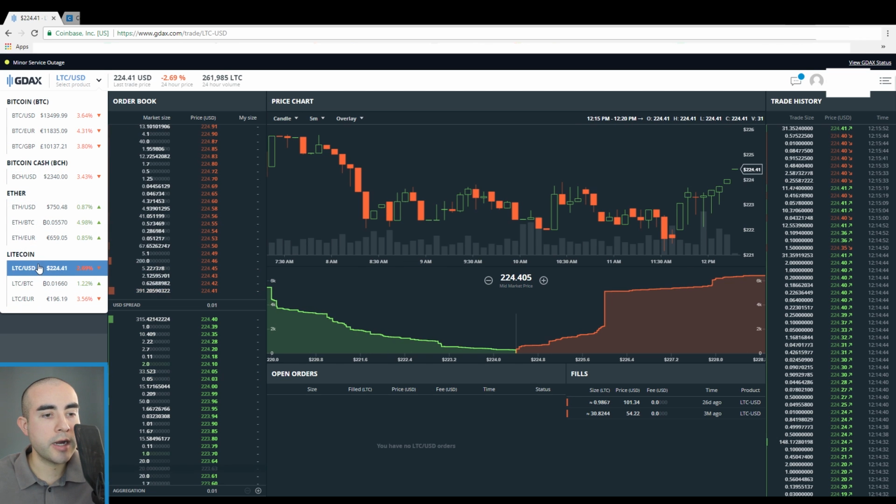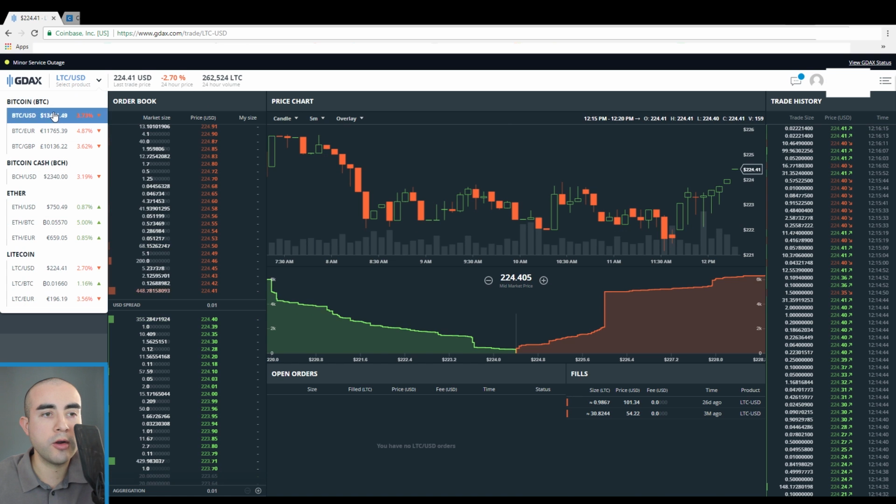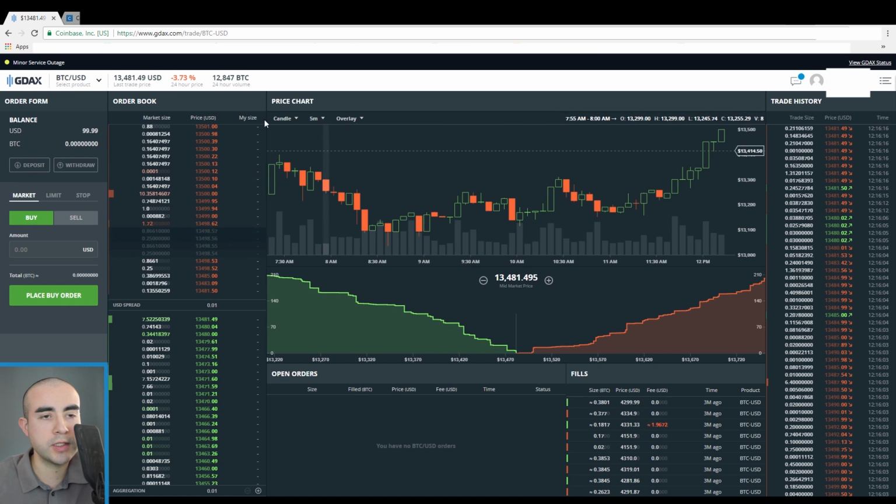I currently want to trade some Litecoin. So right here in the middle of the page, you'll see the current market price for Litecoin. And again, if I change this to Bitcoin, it'll show me the current market price for Bitcoin, just the same.